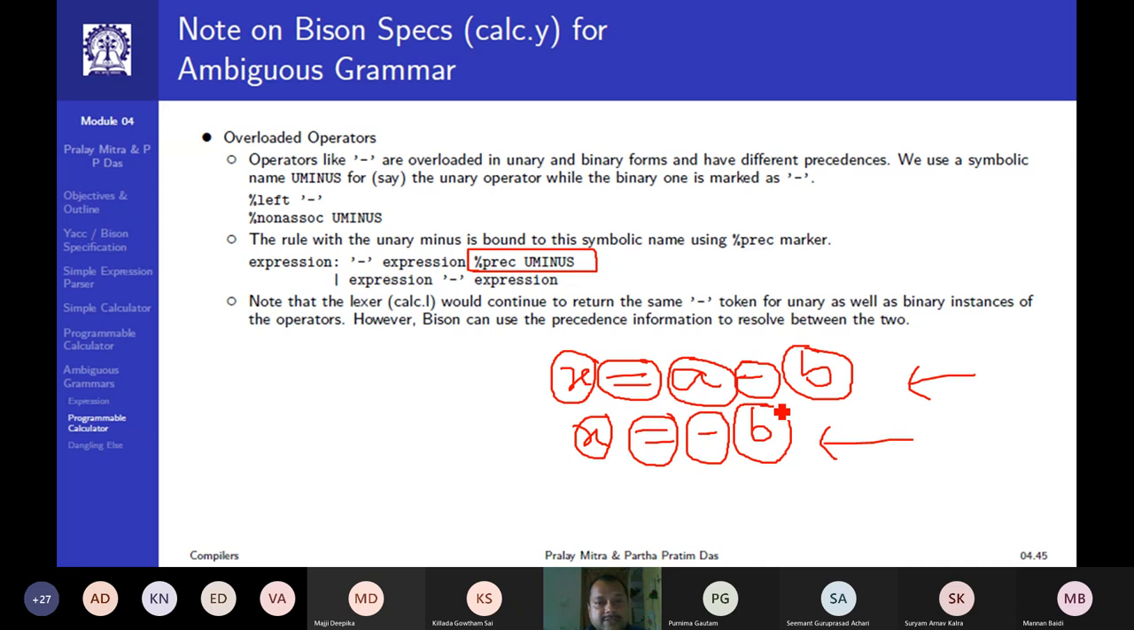And Bison also is capable of, right now we modified, we entered the priority and associativity, or precedence and associativity information. Now Bison is capable of discriminating between these two, minus or subtraction.